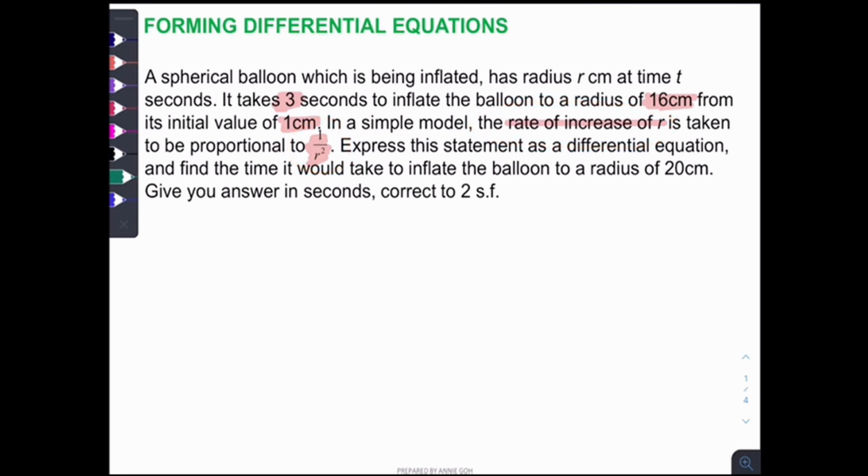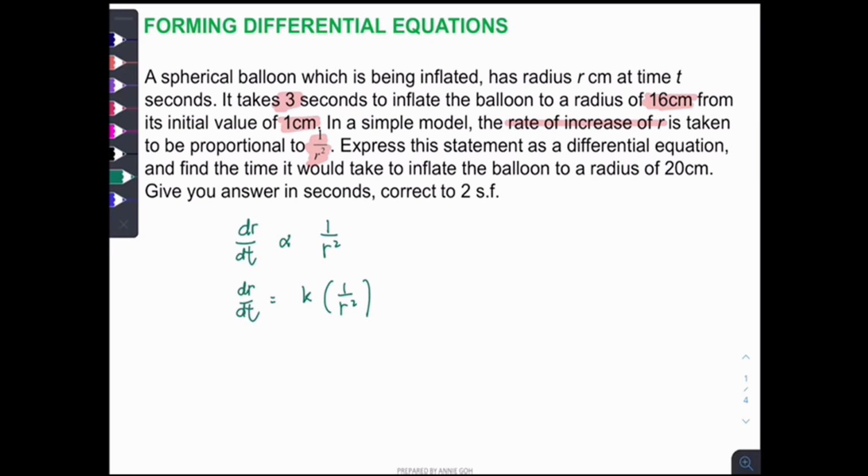So the rate of increase of r is actually dr/dt, given that it's proportional to 1 over r squared. So when we are changing this into an equation, you have to add in the constant of proportionality, which is the k. And in this case, it's a positive k because they mention the rate of increase. If they mention the rate of decrease, then the constant here is negative k. Alright, and then just multiply with the 1 over r squared. This is our differential equation.